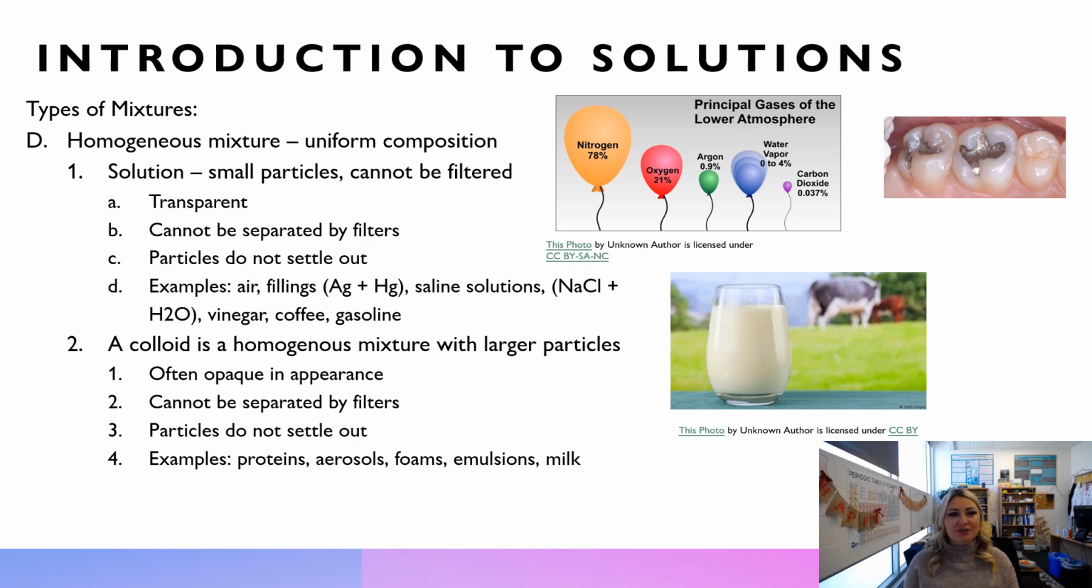We'll start with homogeneous mixtures. So these are going to look the same throughout. There are solutions and colloids. So we're going to be focusing on both solutions and colloids as types of homogeneous mixtures. And if you have a solution, you have very small particles, you could not separate these using a filter. So you couldn't pass, say, salt water through a filter and expect to extract out the salt from the water.